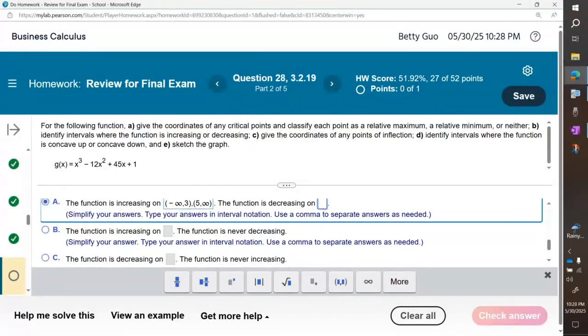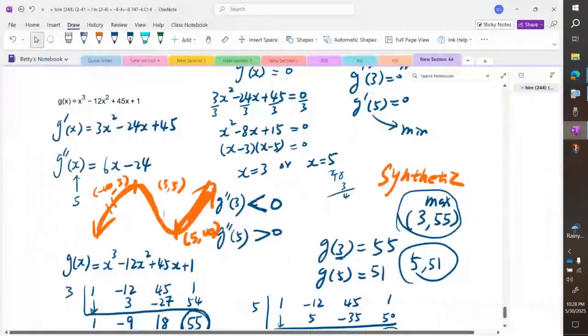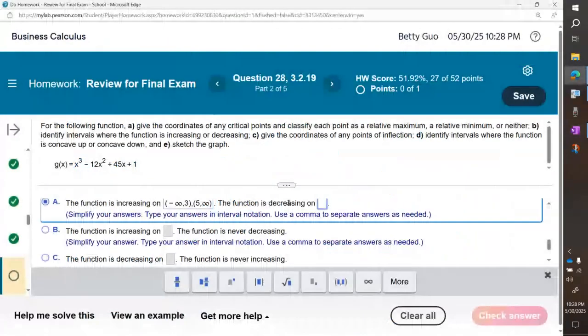Which interval is decreasing? Decreasing is in the middle, 3 to 5, because the maximum is here at 3. So maximum first, minimum after. Has to be like this. So the interval over which the function is decreasing is 3 to 5.